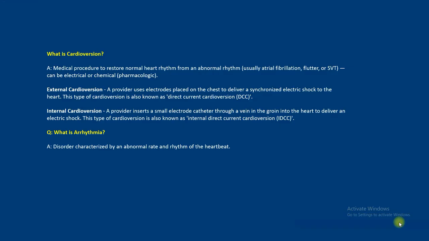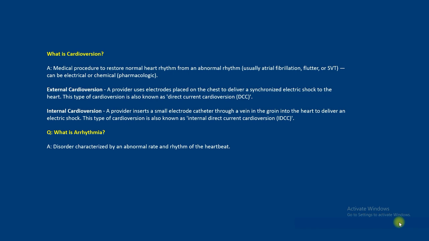First, we need to understand what cardioversion is. Cardioversion is a medical procedure to restore normal heart rhythm from an abnormal rhythm. What are the common abnormal rhythms? Atrial fibrillation, atrial flutter, as well as supraventricular tachycardia. In cardioversion, we have two types of technique: electrical cardioversion and chemical or pharmacologic cardioversion.